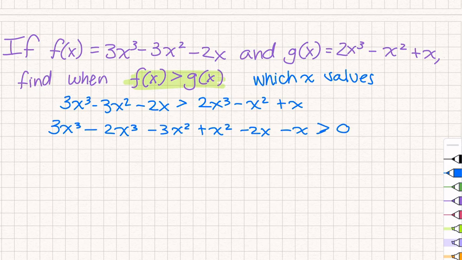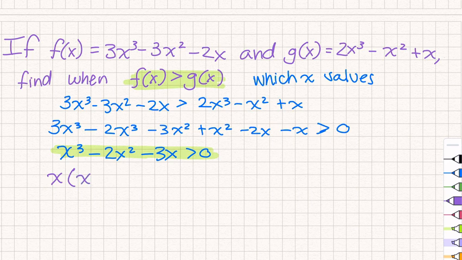And then when we simplify, we're going to be left with x cubed minus 2x squared minus 3x is greater than 0. So this is what we are going to factor. So we're going to factor x cubed minus 2x squared minus 3x. Notice there's no constant at the end, so we can actually factor out x. So if I factor out x, it makes it much easier to factor.